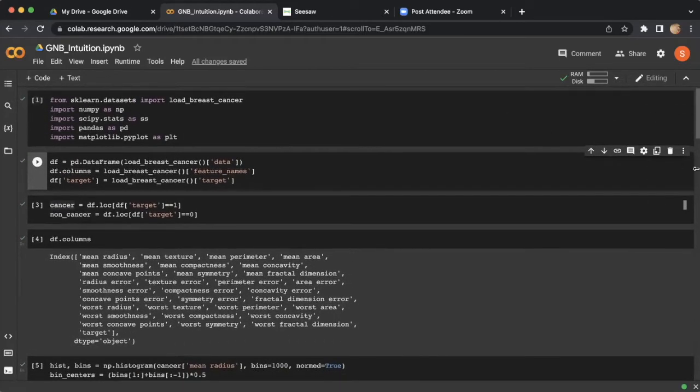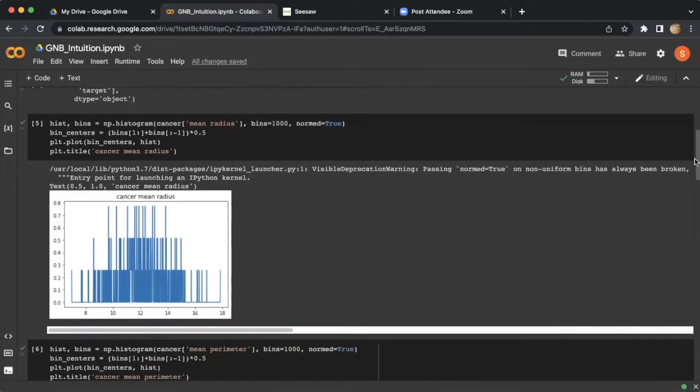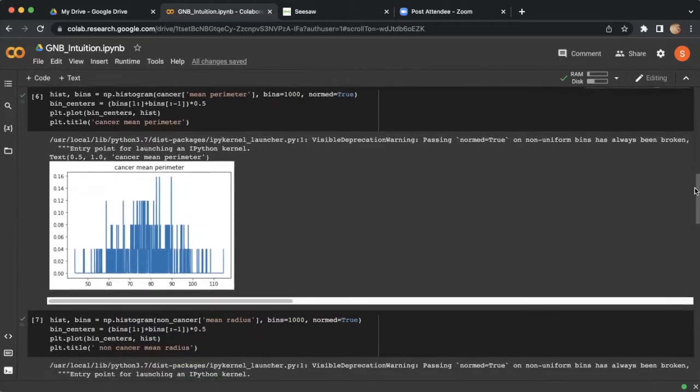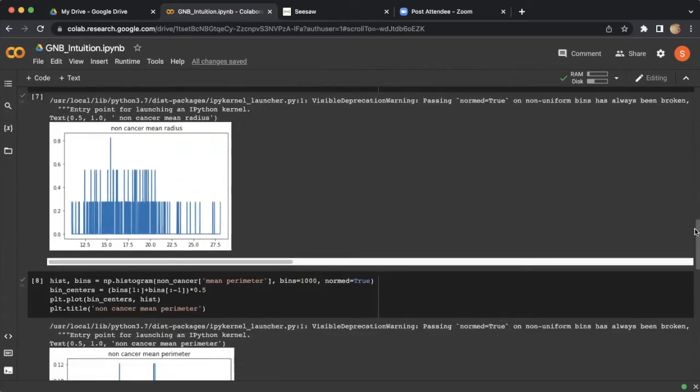But anyway, we start off by splitting the data set between people that have cancer and people that do not have cancer. We have two features for this data set, just to keep things really simple: the radius and the perimeter for each of the tumors. So we look at the distribution of the radius for the group that has cancer. We look at the distribution of the perimeter for the group that has cancer. And we do the same thing for people that do not have cancer.